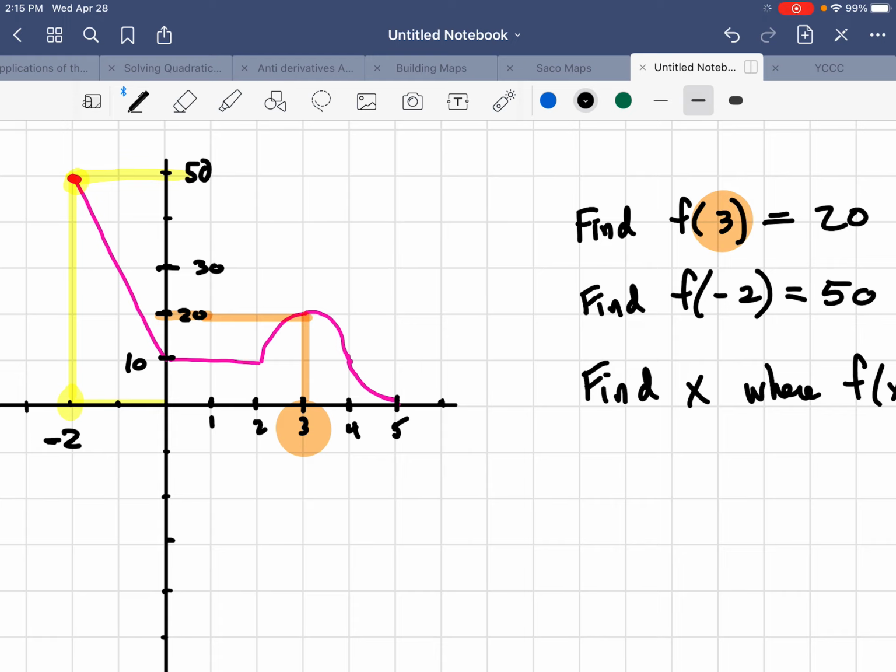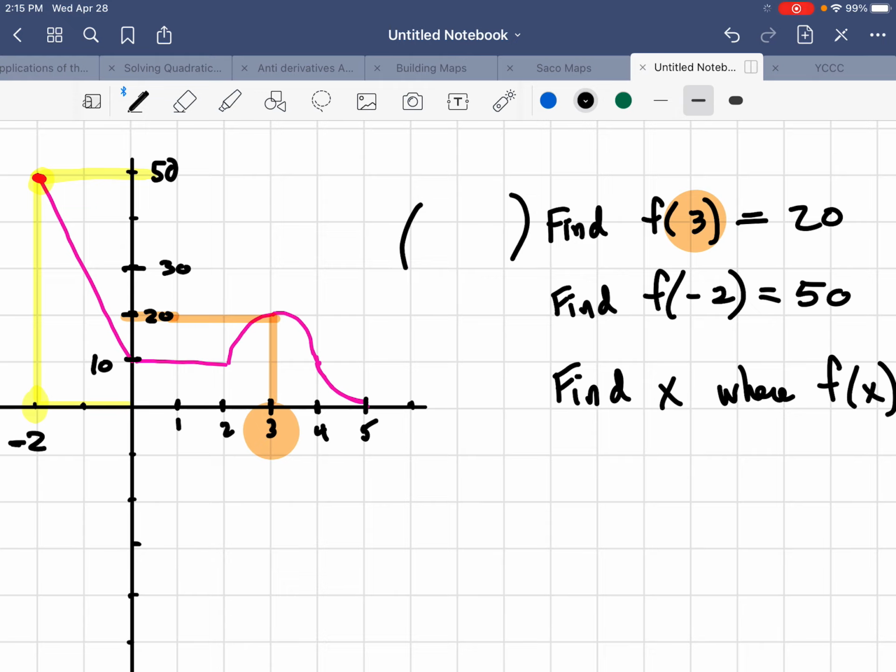Now again, in a previous video I explained how the input and the output are connected as points on the graph. So this point, 3, 20, is right here. Negative 2 was the input, 50 was the output, and that is this point here.